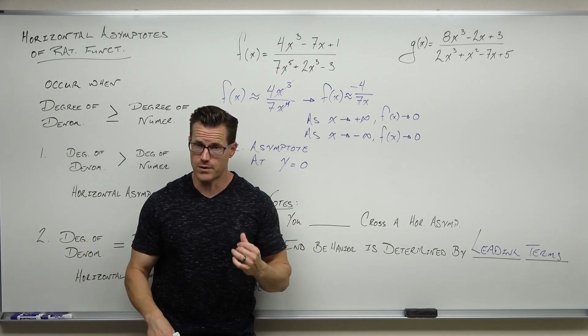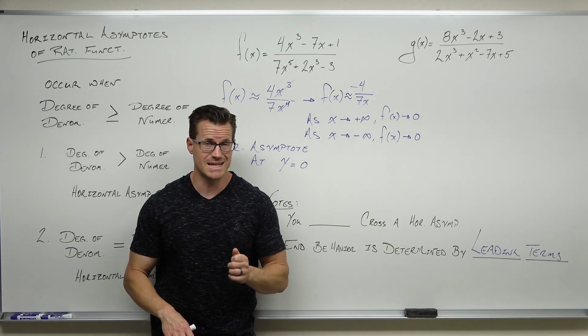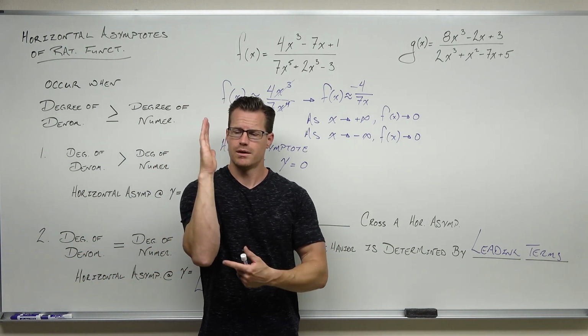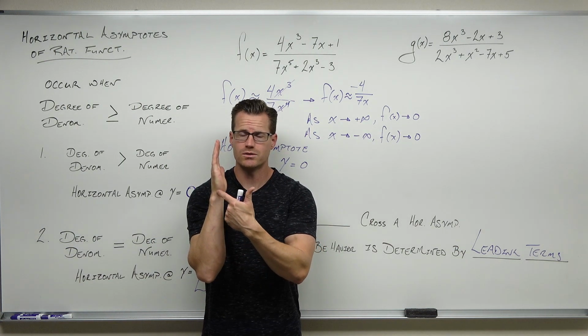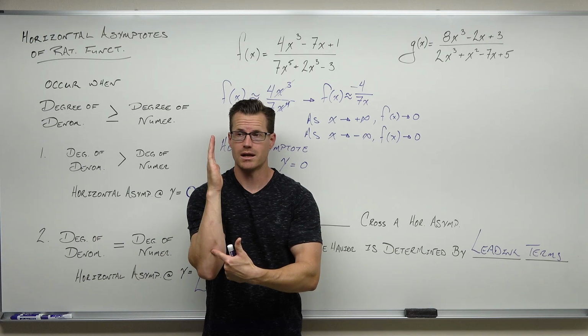So this is different than a vertical asymptote. I need you to really get this. In a vertical asymptote, that value is completely undefined. You can never touch it. It's like MC Hammer. Can't touch this. Like, never.